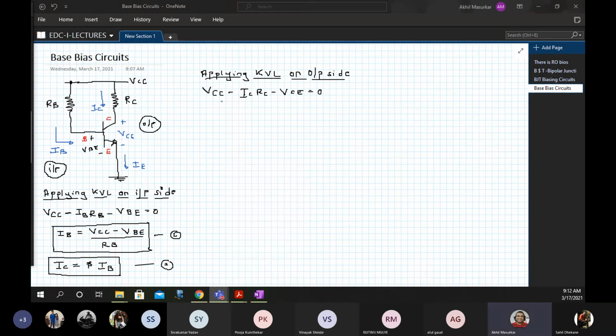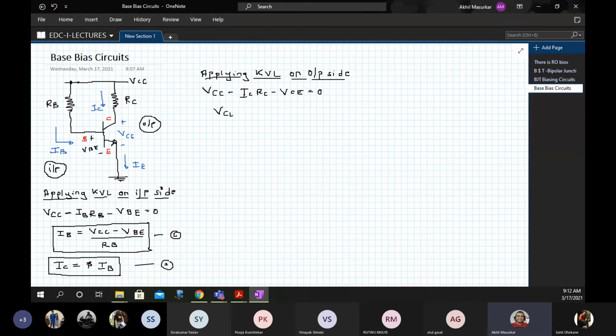So here we have VCE is equal to VCC minus ICRC. So now we can say Q point is going to be VCE comma IC. But since this value is called the Q point value, it is VCQ comma ICQ.